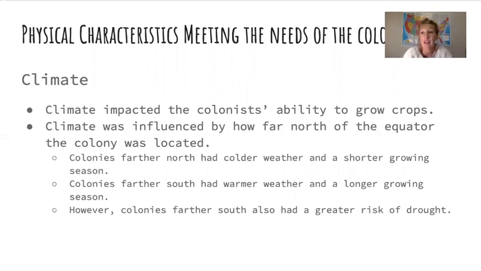Then we talk about the climate of an area. Climate impacted the colonists' ability to grow crops. Climate was influenced by how far north of the equator the colony was located. Colonies further north had colder weather and a shorter growing season. Colonies further south had warmer weather and a longer growing season. However, colonies further south also had a greater risk of drought because of less rain.